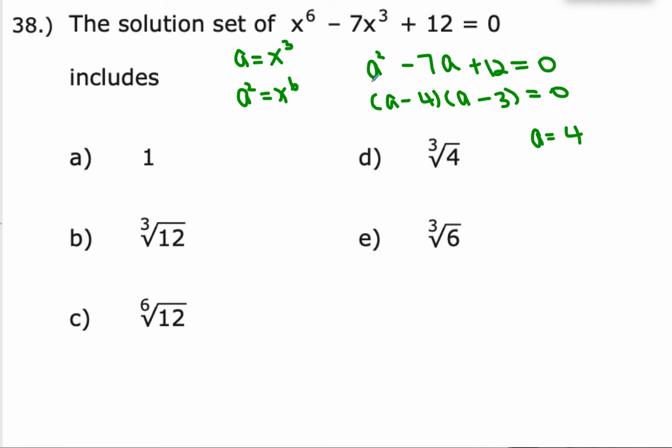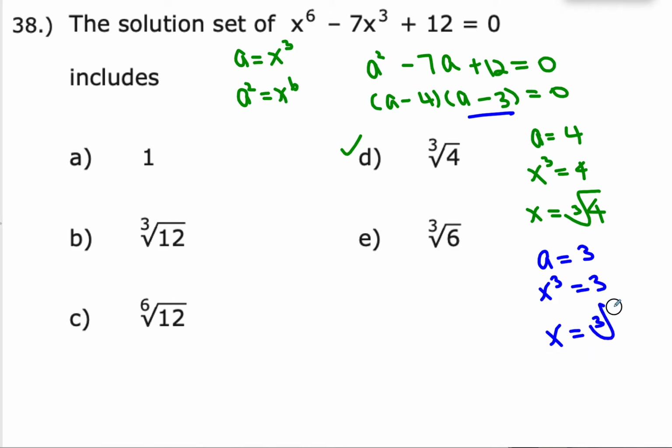But wait a minute, what was a? A was x to the 3rd power. So we get x to the 3rd power is equal to 4. That means x has to be the cube root of 4. That's my first answer. But how about the second one? In this case, we have a is equal to 3. That means x cubed must be equal to 3. So x must be equal to the cube root of 3, which I don't have here. So the only possible answer would be choice D.